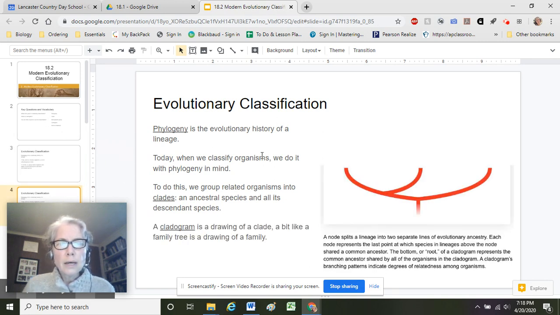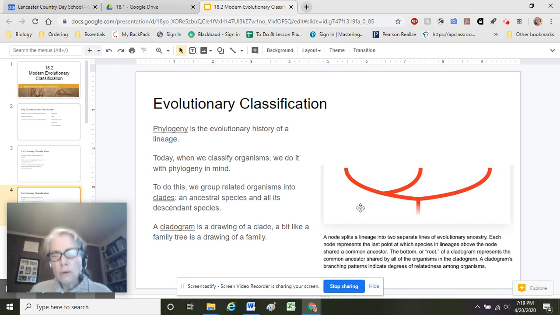So this drawing over here on the right-hand side is a drawing of a clade, and a drawing of a clade is called a cladogram, and it reads a little bit like an upside-down family tree, which is to say that the ancestors are on the bottom and the modern descendants are at the top.